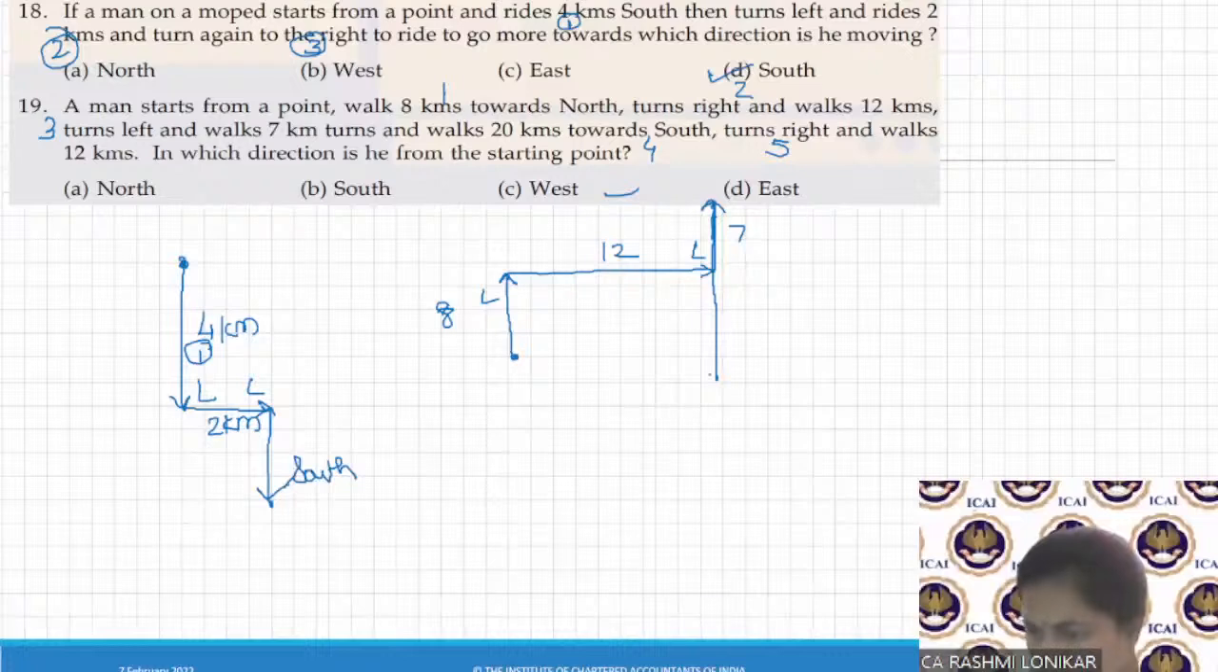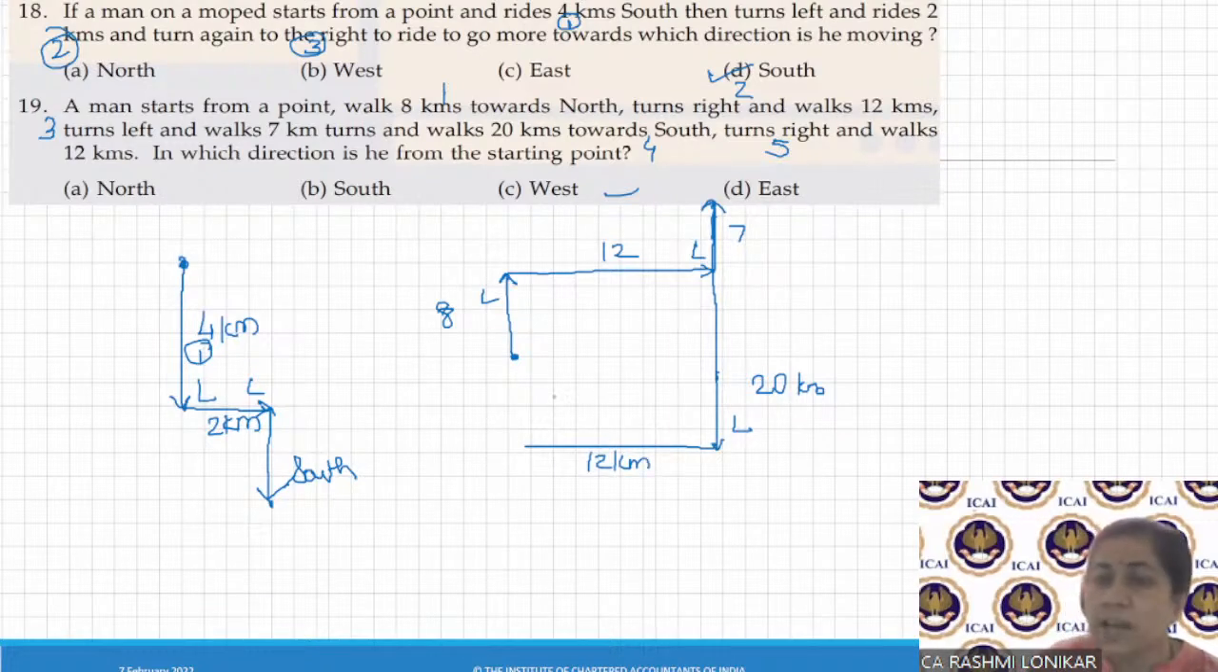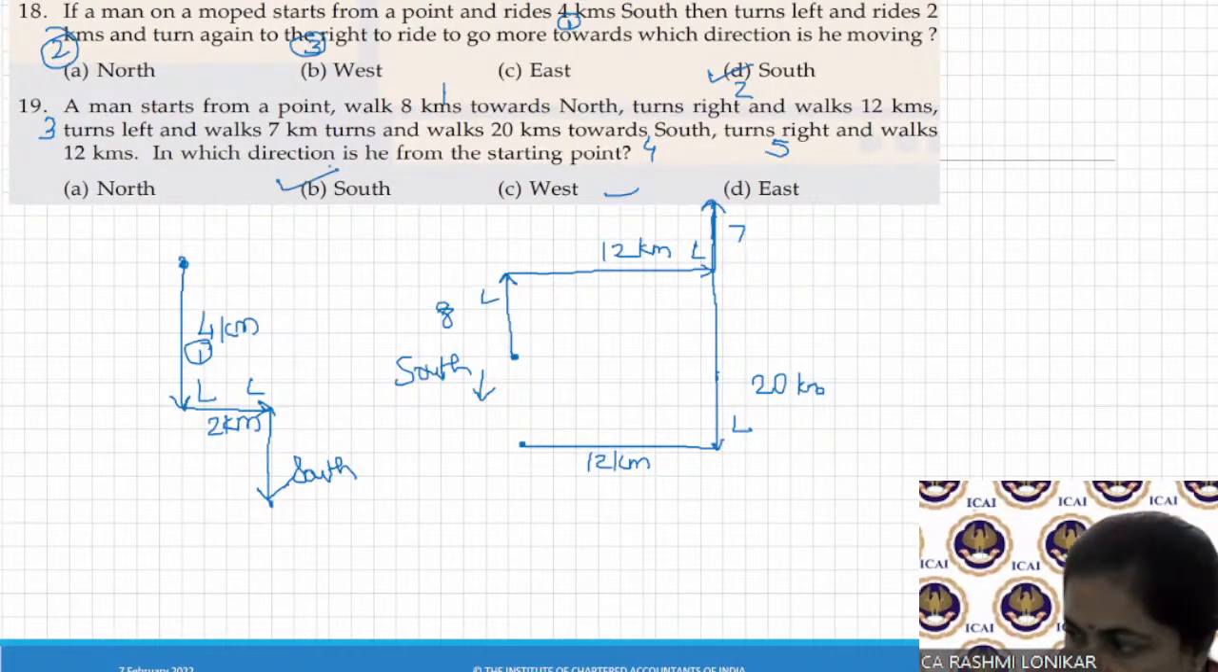Okay, so this is 7, this is 8, 15. So this is 20 kilometers to the south. And where is his left? This is his left. So he turns right and walks 12 kilometers. This is also 12. So he's here now. Which direction is he from the starting point? This is the south direction. So which is the answer? B will be the answer.